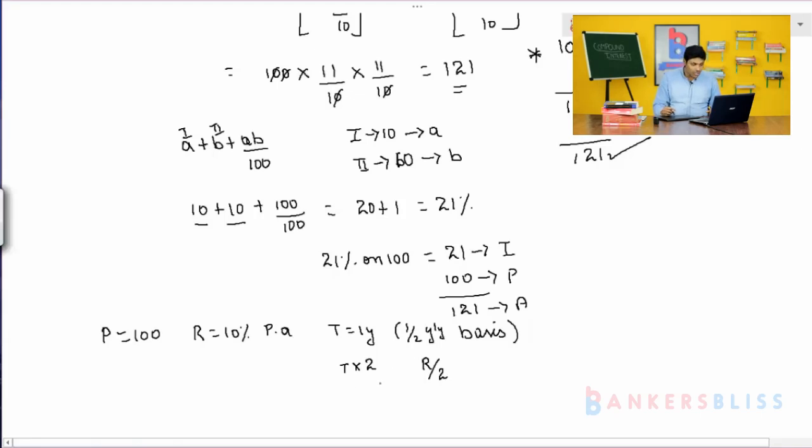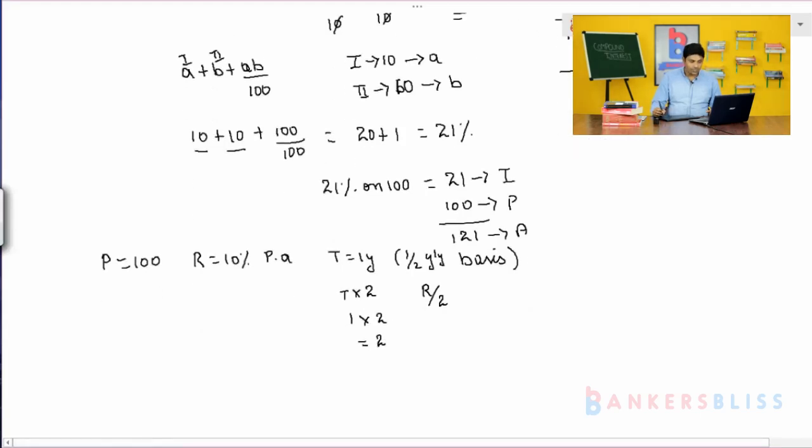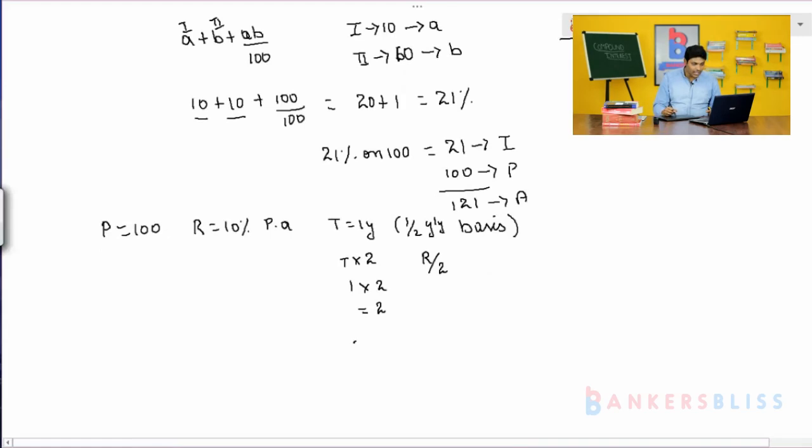For the first year you put t is equal to 1 and 2, so you have to calculate 2 times. For the second year you put t as 2 and 2 times you have to calculate, so 2 into 2 is equal to 4. So 4 times you have to calculate, and the rate of interest is divided by 2, that is 10 by 2, which is equal to 5%.